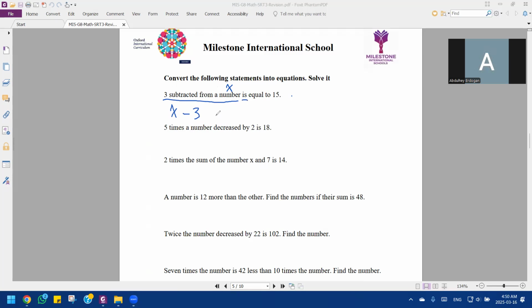So they say this is an equal sign, and then 15. How do we solve it? You take minus 3 there, so easy, x equal 18. Next, 5 times a number. What is a number? It's x. 5 times x is 5x. Then, decreased by 2, minus 2, is 18.